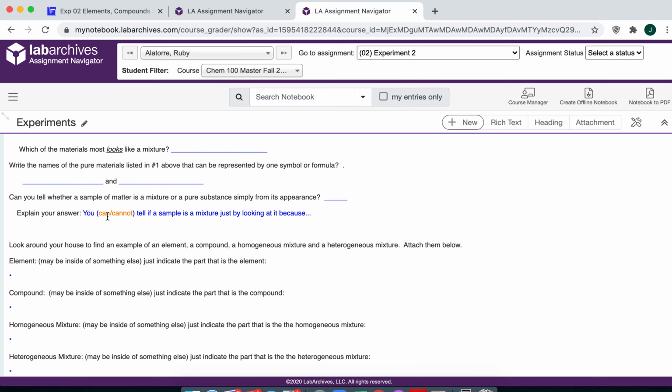Based on this question, you're going to pick one of the answers: can or cannot. So you pick one of these. Okay, this is given for you. Based on your explanation, you can or cannot tell if the sample is a mixture by looking at it, because... so fill in the blank. Okay.